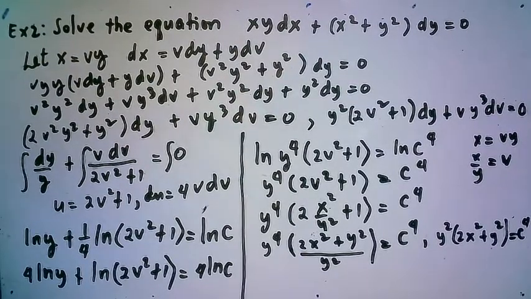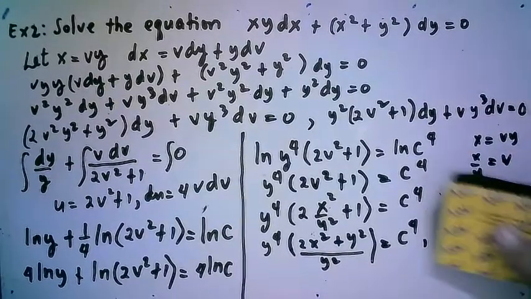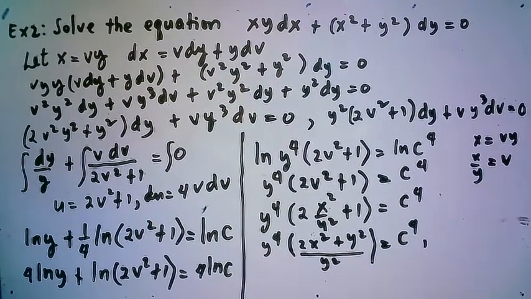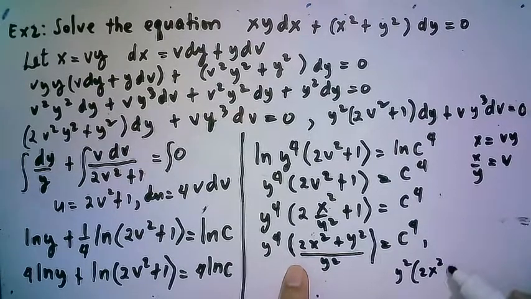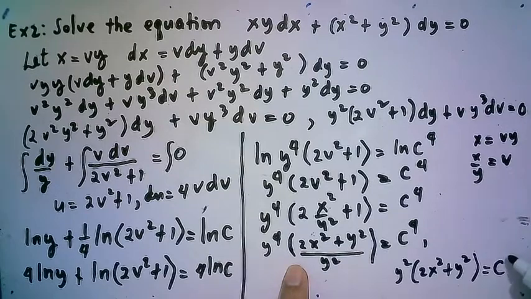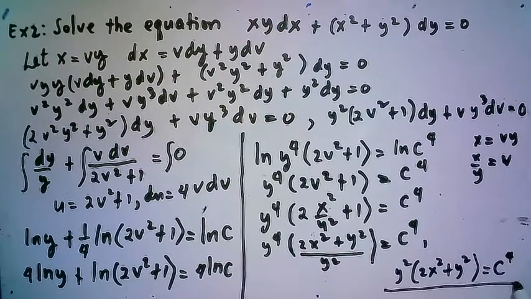If you have noticed, I will rewrite our final answer here. We have y squared times 2x squared plus y squared, that is equivalent to c raised to 4. So this will be our final answer.